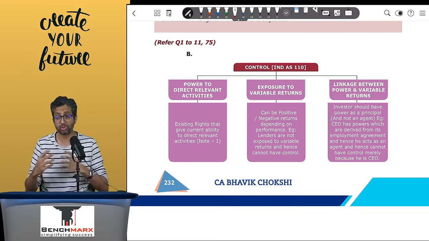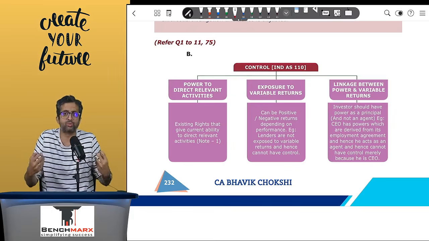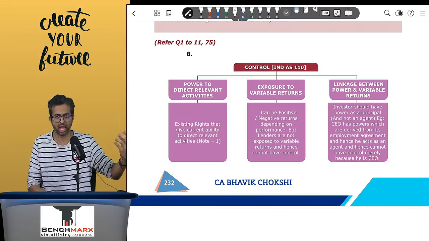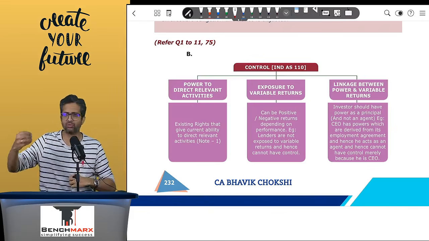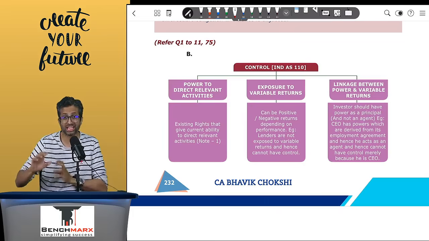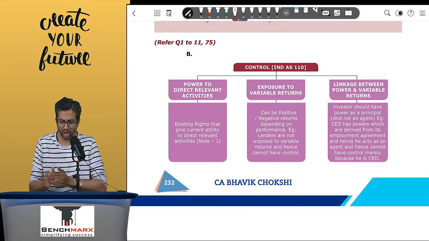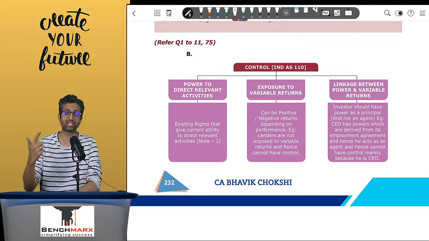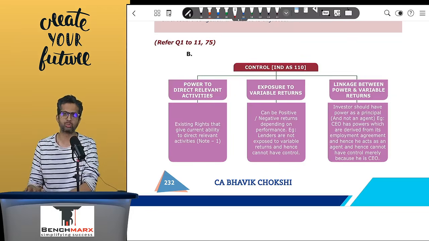And then lastly, there should be a linkage between power and the variable return, like you should be getting that power as a principal, as a shareholder, and not a derived power, like you are a CEO who has been appointed by the shareholders. That power is derived, not as a principal. So for you to showcase control, there has to be an ability to direct the relevant activities, exposure to variable returns, and a linkage between power and variable returns.